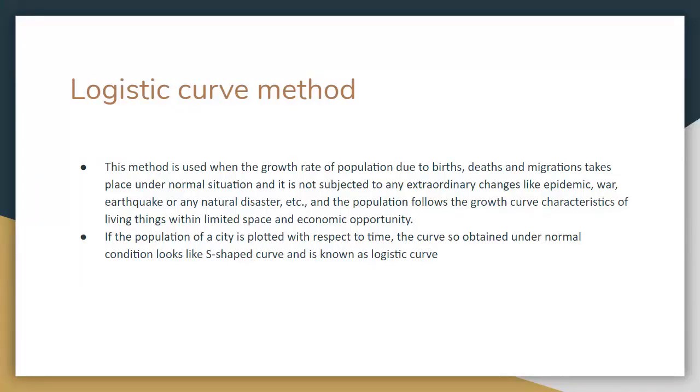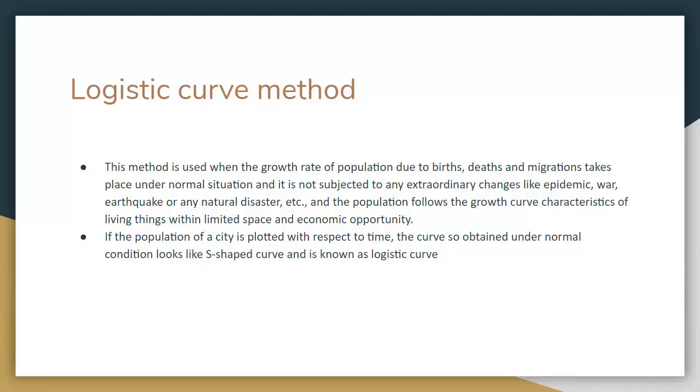And this method is used when the growth rate of the population due to births, deaths, and migrations takes place under normal situation, and it is not subjected to any extraordinary changes like epidemic, war, earthquake, or any natural disaster, etc. And the population follows the growth curve characteristics of living things within limited space and economic opportunity. If the population of a city is plotted with respect to time, the curve so obtained under normal conditions looks like an S-shaped curve, and it is known as logistic curve.